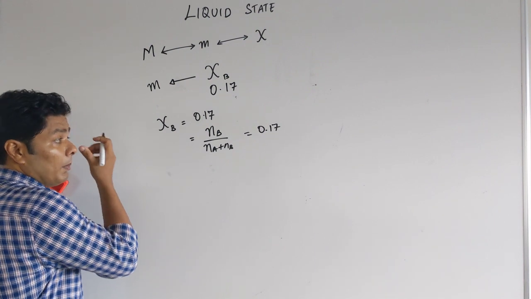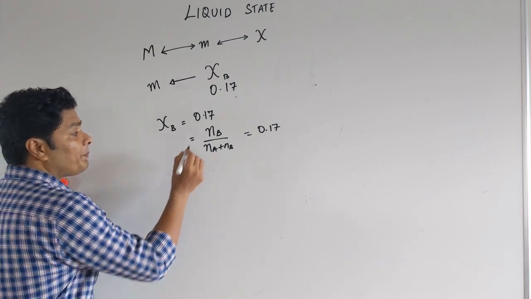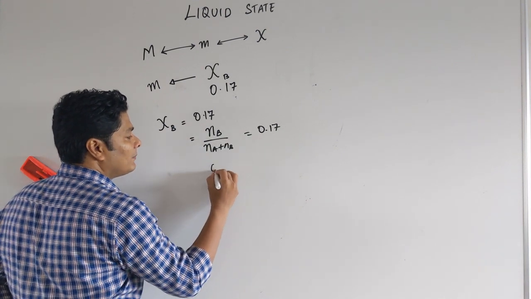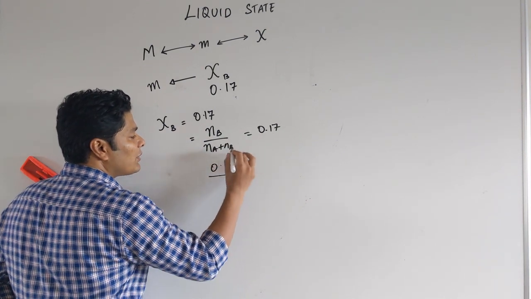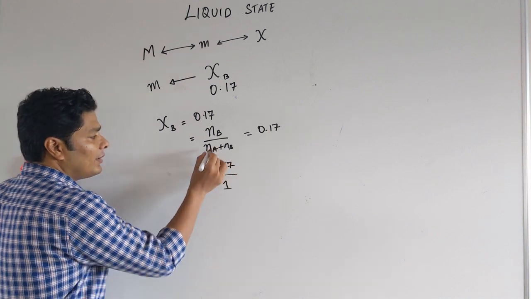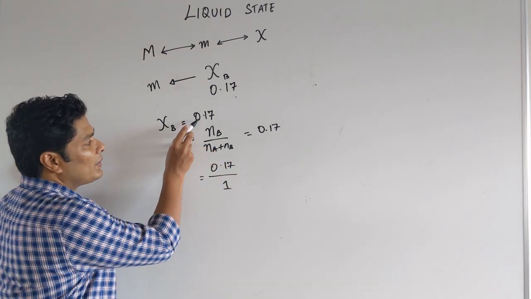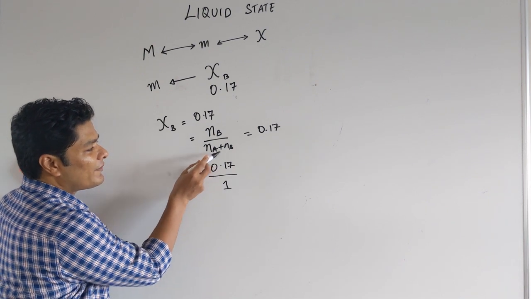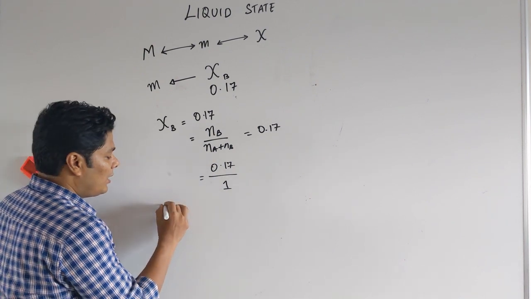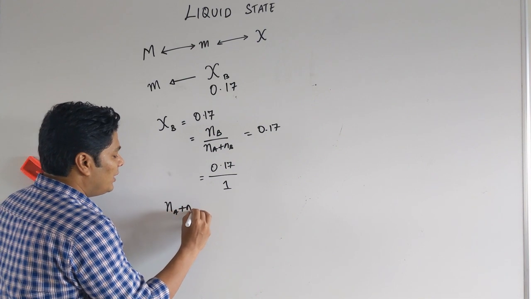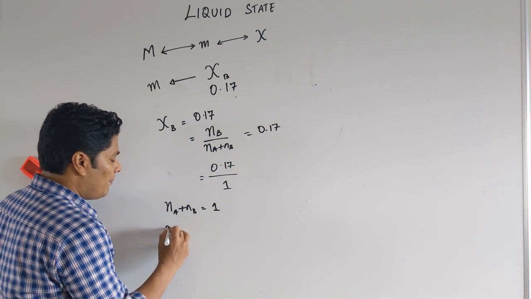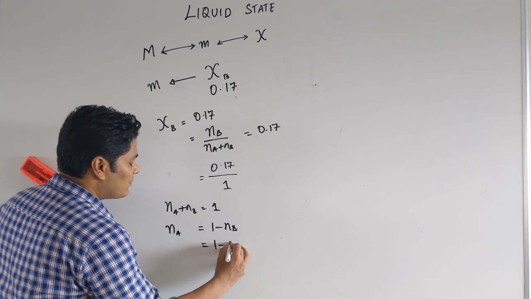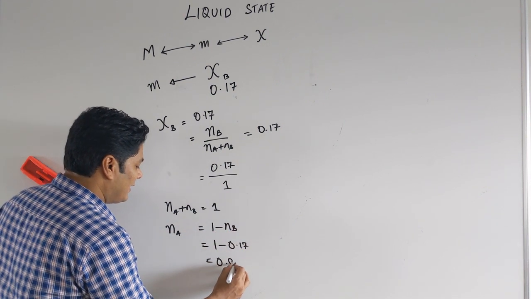Now what you can assume is, let's say for example moles of B is assumed as 0.17 and moles of A plus B is assumed as 1. This is the assumption that you have to make. 0.17 is nothing but 0.17 by 1. So if I assume moles of B is 0.17, moles of A plus B is 1. Moles of A plus moles of B equals 1, moles of A equals 1 minus moles of B, that is 1 minus 0.17 equals 0.83.